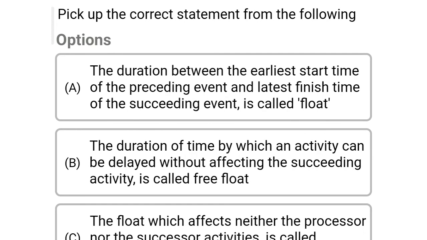So next question, pick up the correct statement from the following. Option A, the duration between the earliest start time of the preceding event and latest finish time of the succeeding event is called float. Option B, the duration of the time by which an activity can be delayed without affecting the succeeding activity is called free float. Option C, the float which affects neither the predecessor nor the successor activities is called independent float. Option D, all the above. So the correct answer is option D, all the above.